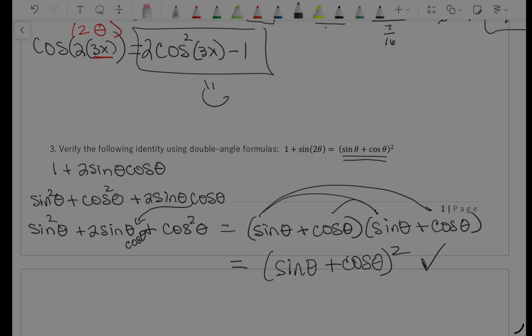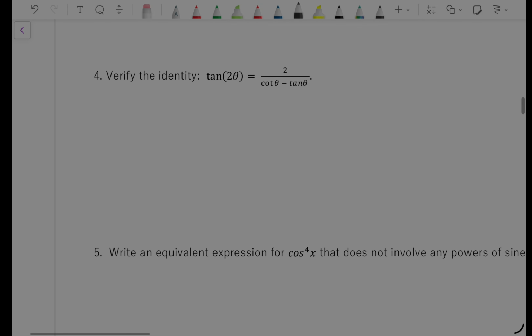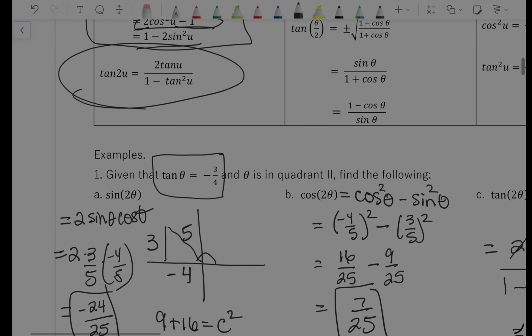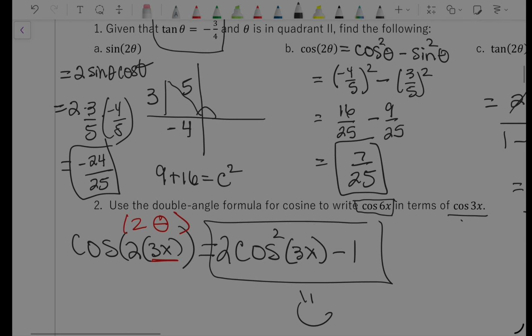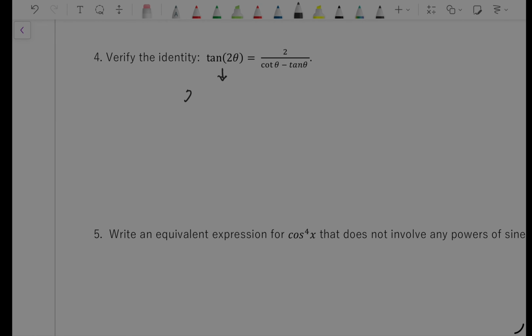We've set out to show another verify, so we try to manipulate one side. I'm going to use the identity for the double angle for tangent. Okay, the identity is, just to refresh your memory here, 2 tangent theta over 1 minus tangent squared theta. We divide the top by tangent theta and the bottom by tangent theta. We'll get a 2 on the top.